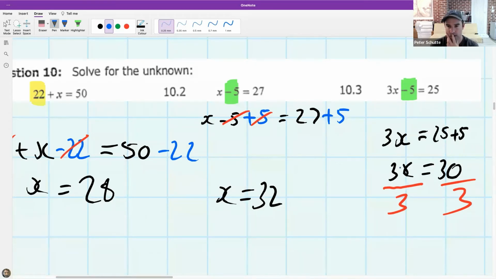3x divided by 3 gave me x. Yep. So I did that, and then 30 divided by 3 gave me 10. Perfect. So x is equal to 10. Well done, Scarlett. That's brilliant. Well done.